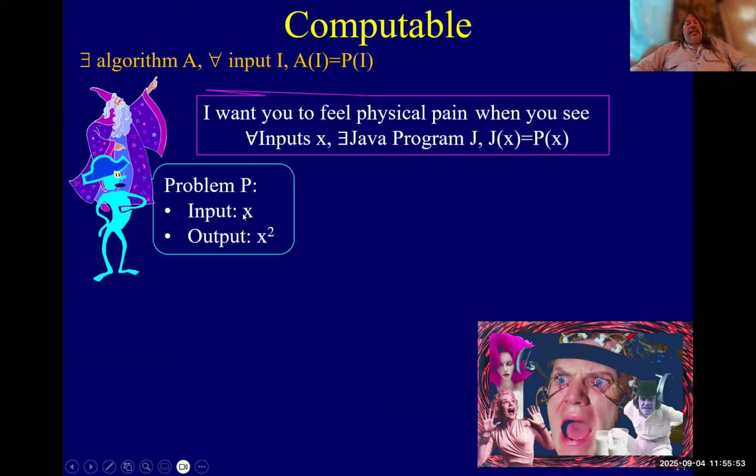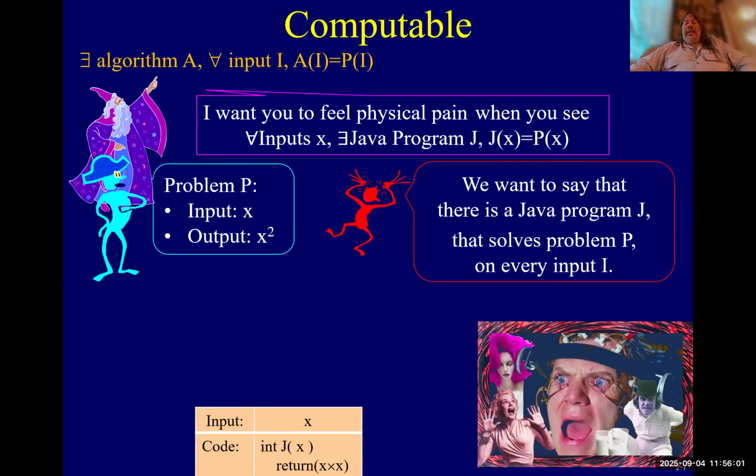Here's the problem: the input is, say, a real number x, and the output is we square it, right? And what do we want to say? We want to say that there's a Java program J that gives you the right answer, right? And here's some Java code. Don't worry if my Java program isn't always perfect, because it's sort of pseudocode. But here we take an input x and we return the square of x, right? There's a Java program that can square, and that's what we all know we want.